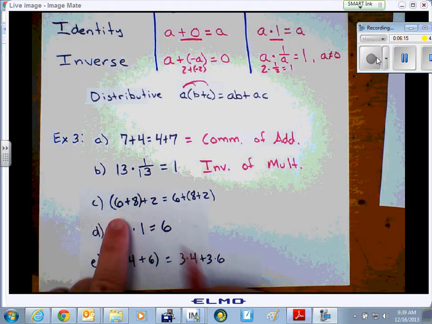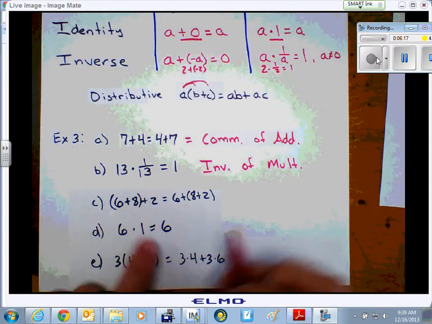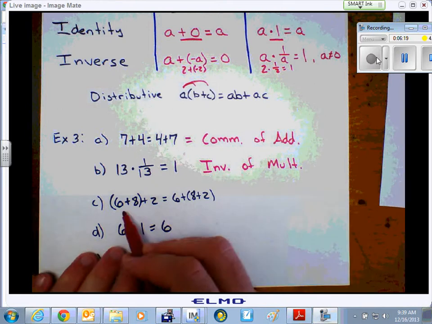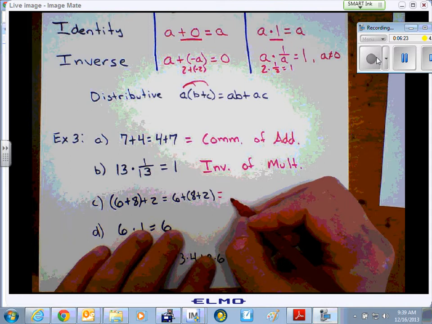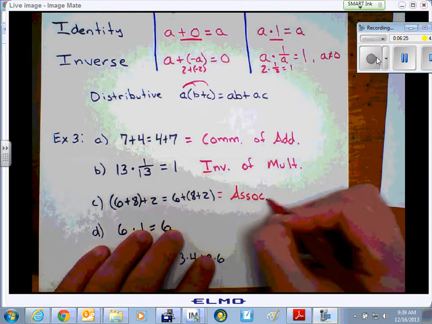Question C says you got 6 plus 8 in parentheses, and then you got 8 plus 2. The parentheses shifted, but the numbers did not change. This is the associative property, and this is of addition.